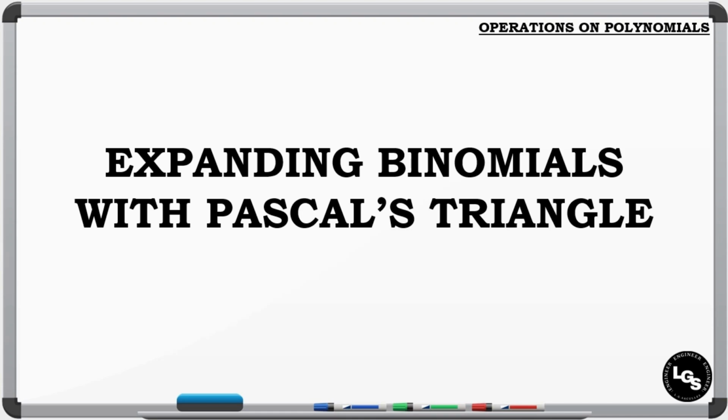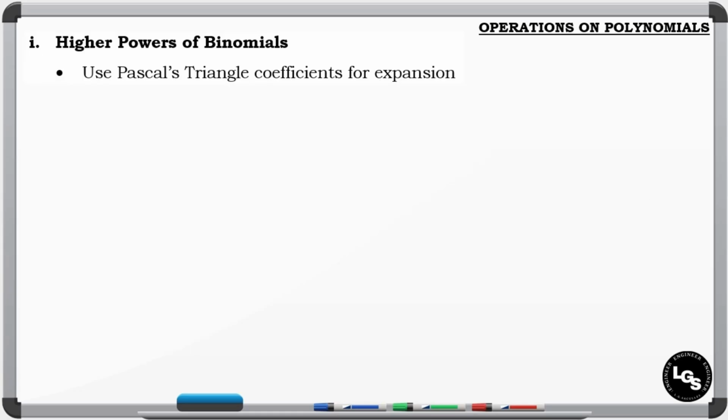Hi guys, so in this lesson, we will be solving problems on how to expand binomials with the use of the Pascal's triangle. So we can use the Pascal's triangle in higher powers of binomials. So remember, if we say binomials, it is a polynomial where there are only two terms.